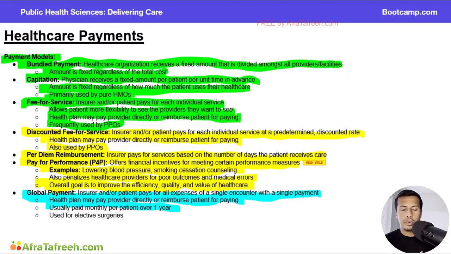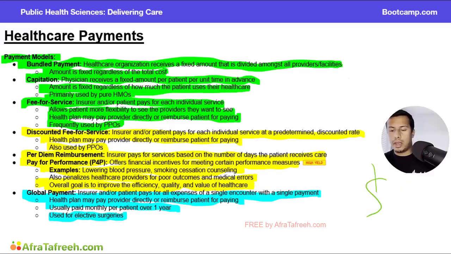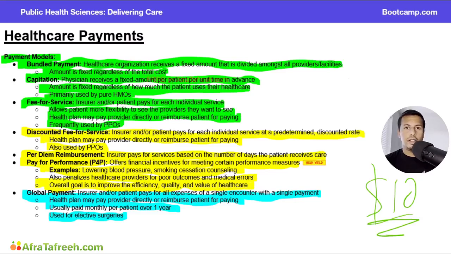This is something that's frequently used in elective surgeries. And an example we're going to give here, it's going to be really simple. Say, for example, again, you're getting your appendix out. It's going to be an appendectomy, and completely made up number, but you're going to pay $10 with a global payment. You have a global payment model. You are paying $10, which is a steal, for this appendectomy.